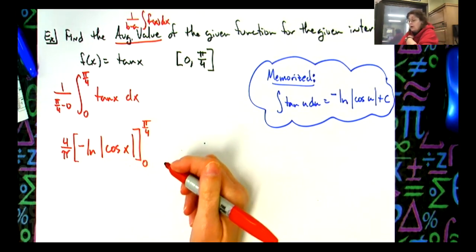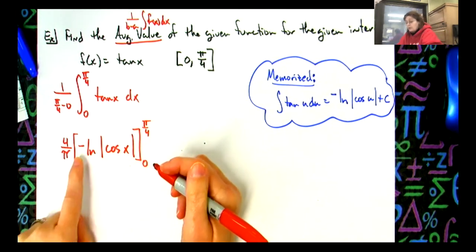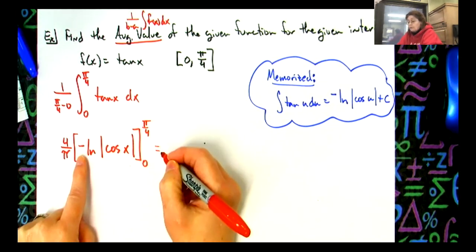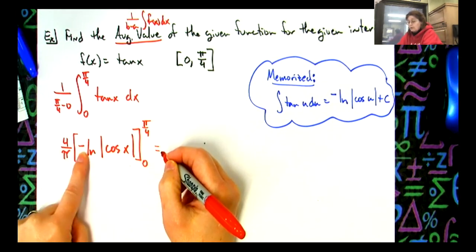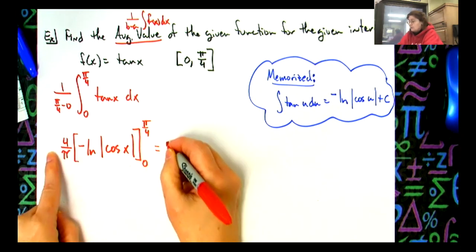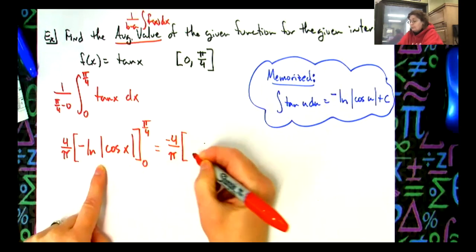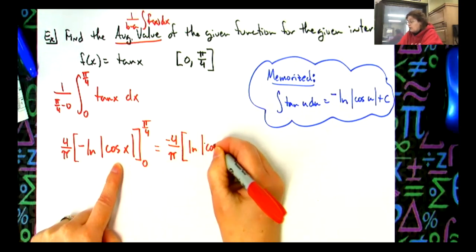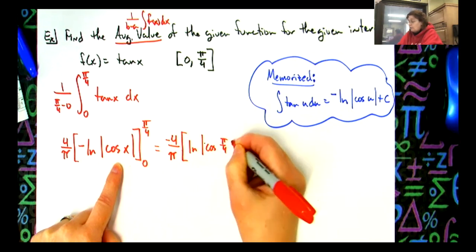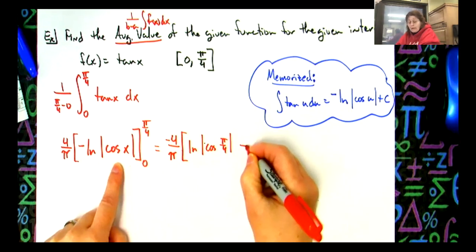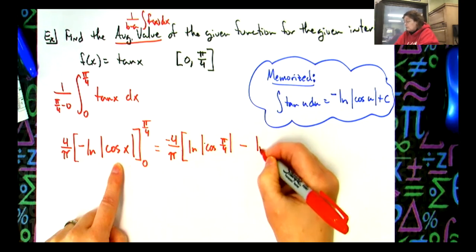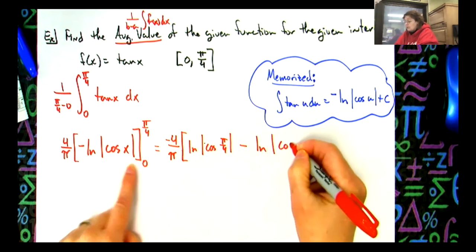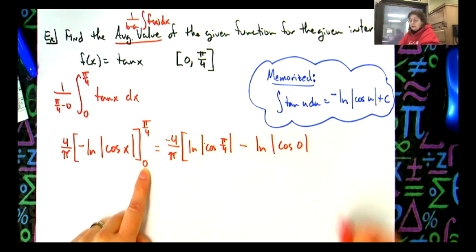All right, now let's see what we can do here. Let's pull the negative out, because we don't want a negative in front of that by no means. I'm still multiplying that times the natural log absolute value cosine pi over 4, minus natural log absolute value cosine 0.